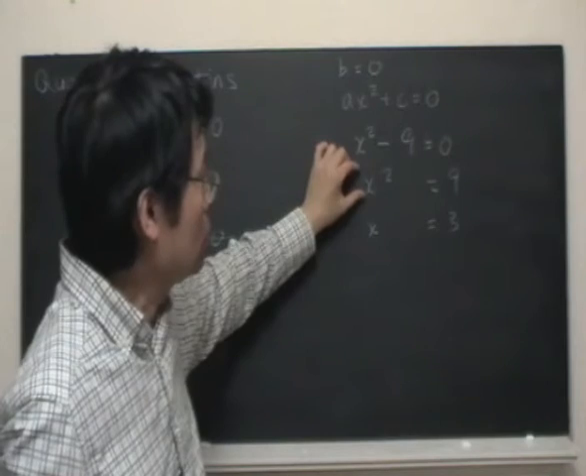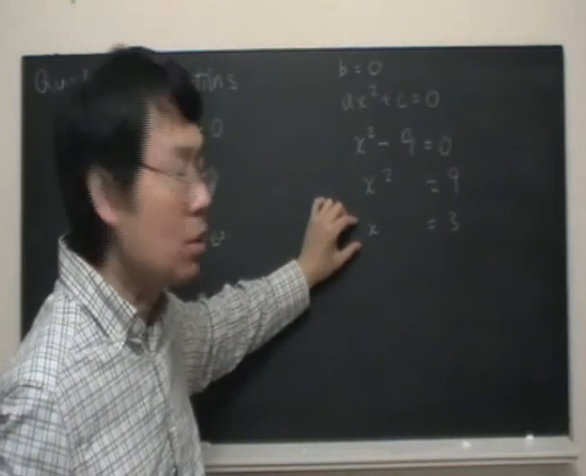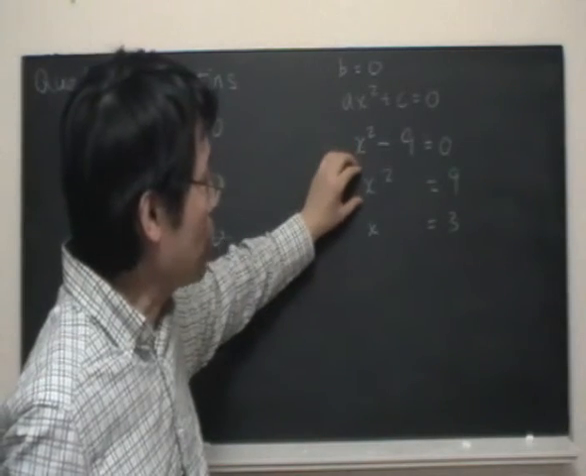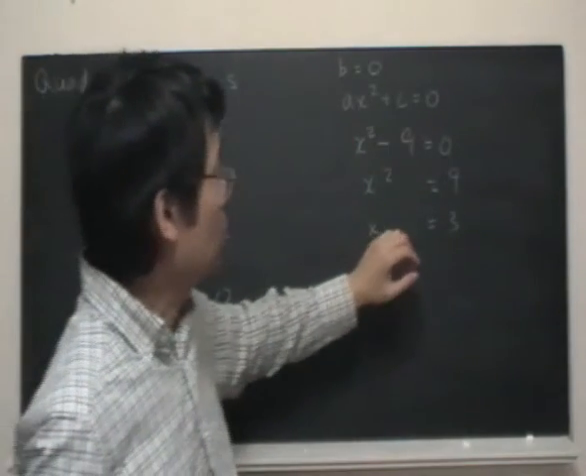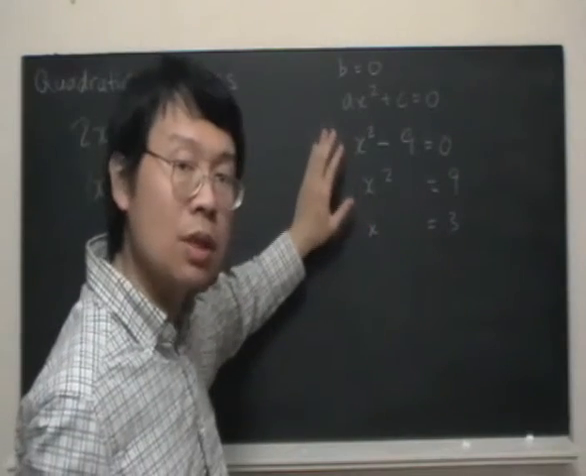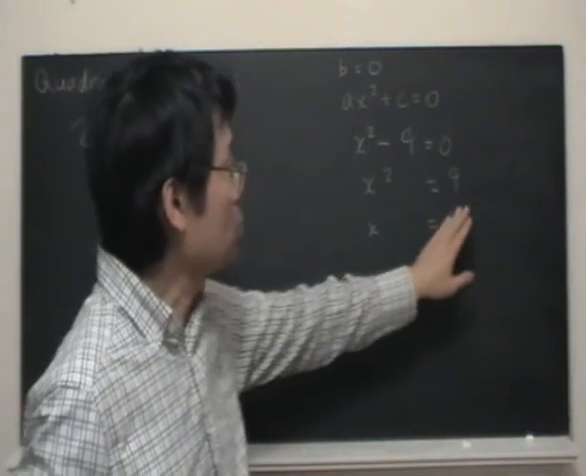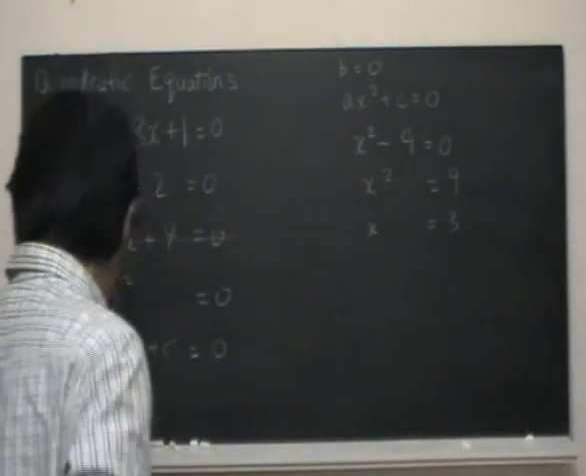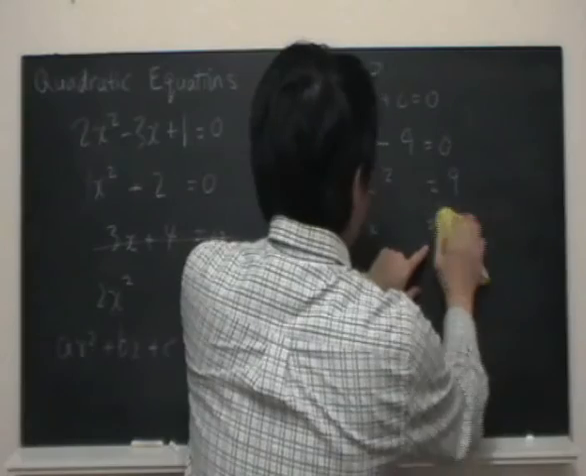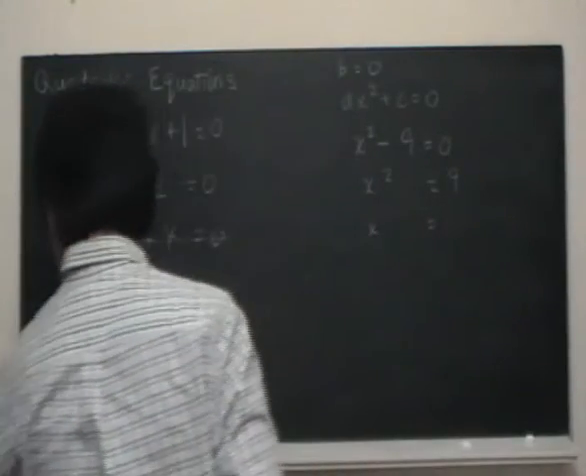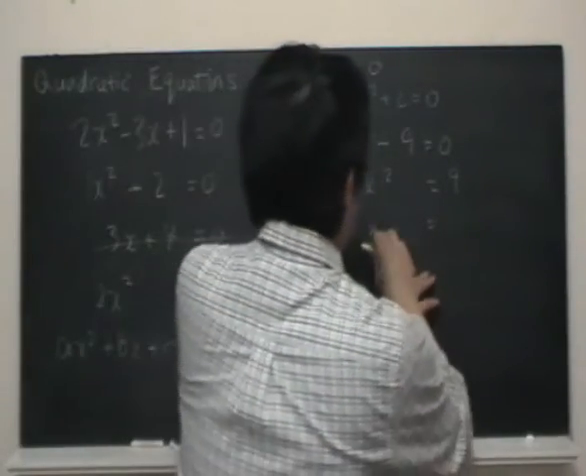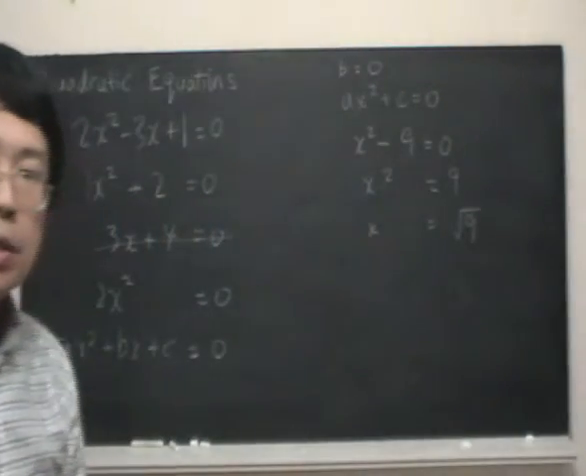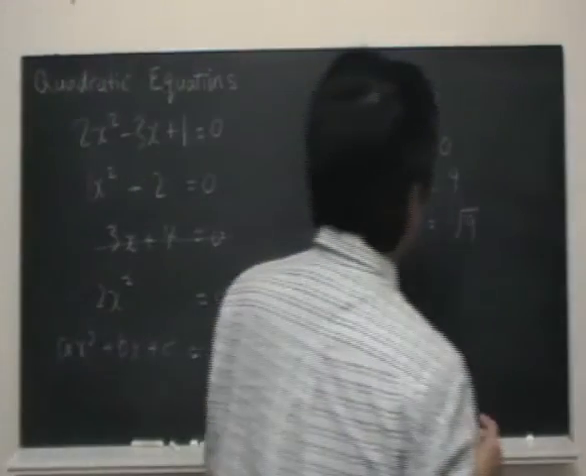When we change from x squared to x, it's the same as taking the square root. If you take the square root of x squared, we get x. So if we take the square root on the left hand side, we should also take the square root on the right hand side. So if you think of it this way, I can write x as the square root of 9, which is 3.